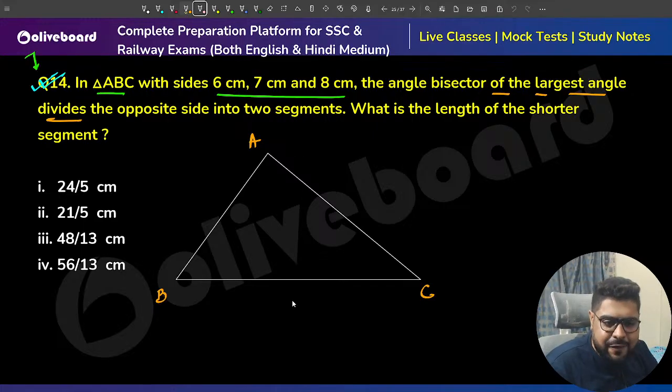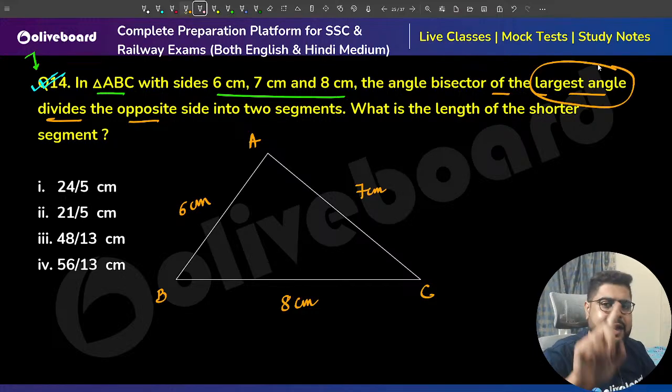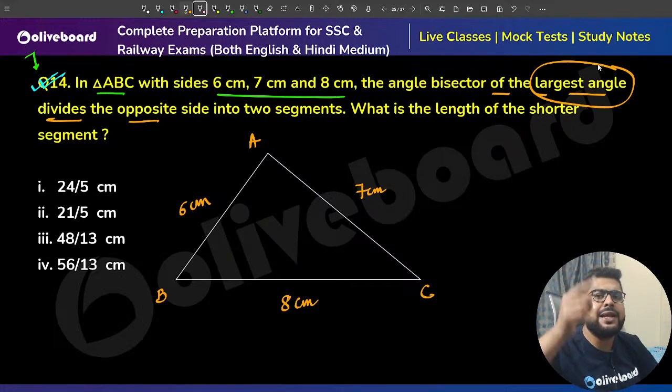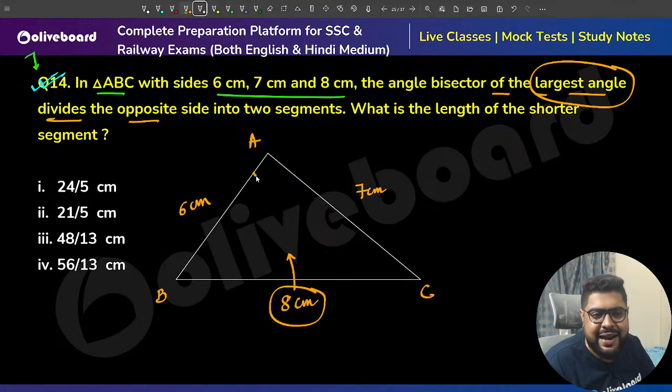So if I say that this is 8 centimeters, one is 6 centimeter, one is 7 centimeter, one is 8 centimeter. So what will be the opposite largest angle? The largest angle will always be opposite to the largest side. So the largest side is this, and the opposite angle will be the largest angle. Angle A in this case.